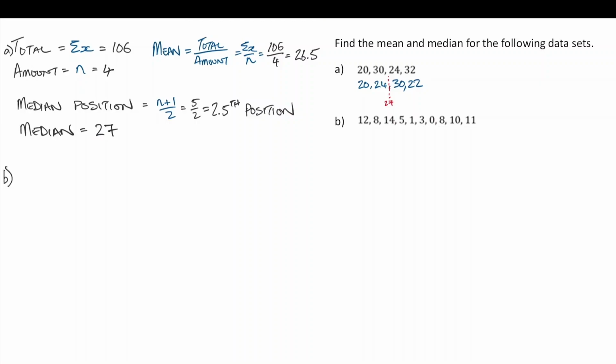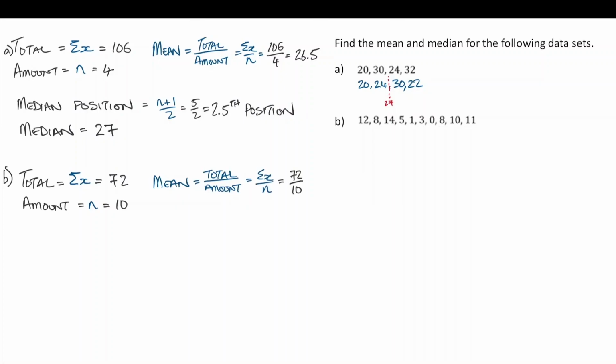In this second data set, we're going to do a similar thing. We need to find the total, the sum of the x values. We add those together and we get 72. The amount of values that we're working with, the n value, we're going to get 10. The mean is the sum of x over n. 72 divided by 10, no calculator needed, 7.2.